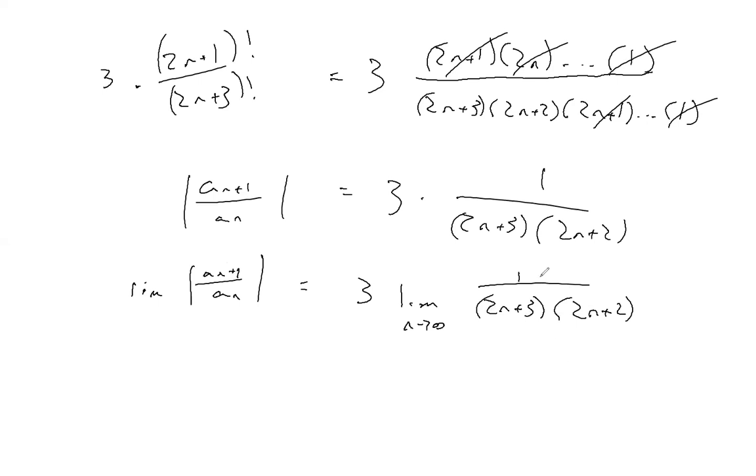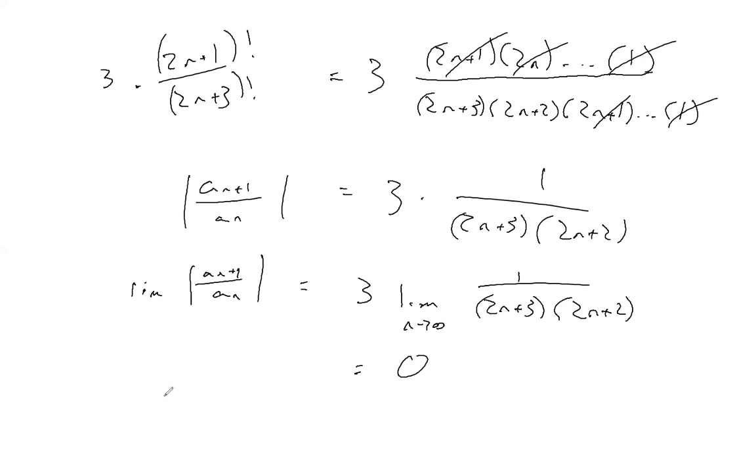As long as we know we have a 1 on top and 4n squared on the bottom, plus some other stuff, what's the limit going to be? Limit of 1 over 4n squared, that's 0. So this limit is equal to 3 times 0, which is 0.